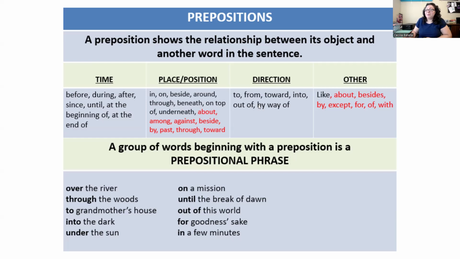So when we talk about prepositional phrases, it's a group of words that begin with one of these prepositions. So we have some examples here of over the river, through the woods. So if you look up, you'll find that they're here, through the woods, to grandmother's house. And you'll also notice these are not complete sentences.